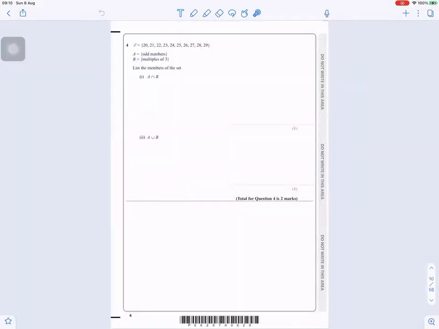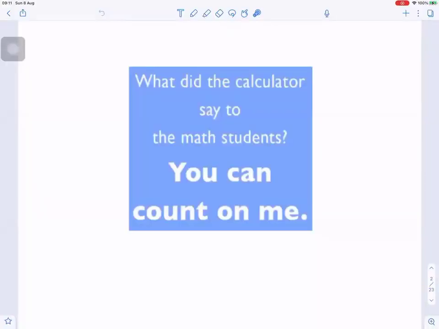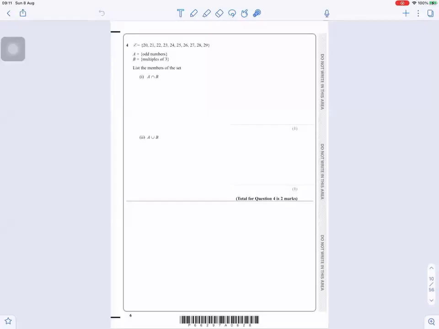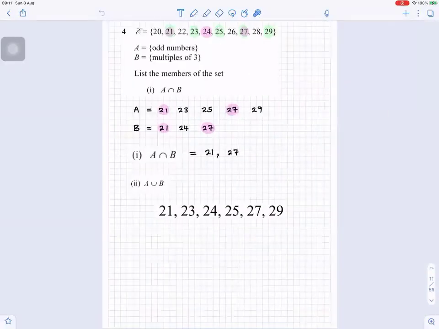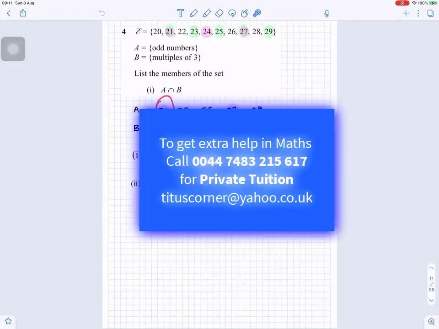Question number 4. A is odd numbers, B is multiples of 3. List the members of the set. So the odd numbers are 21, 23, 25, 27, 29. Multiples of 3: 21, 24, 27. A intersection B, what is found in both A and B? So 21 is found in both A and B, and 27 is found in both A and B. A union B, everything that's found in A and B, you list them there.